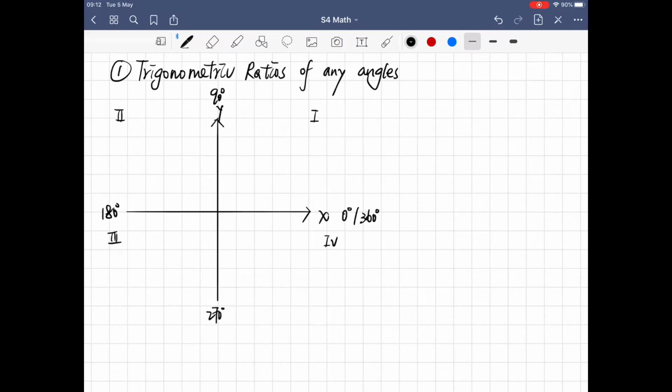Okay, so as you can see, from 0 degree to 90 degree, it is quadrant 1. And then from 90 degree to 180 degree, it is quadrant 2. And so on. From 180 degree to 270 degree, it is quadrant 3. And finally, 270 degree to 360 degree, it is quadrant 4.